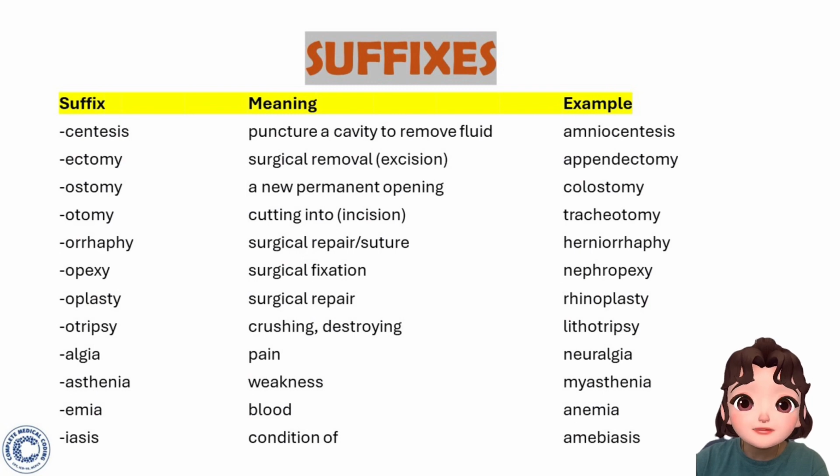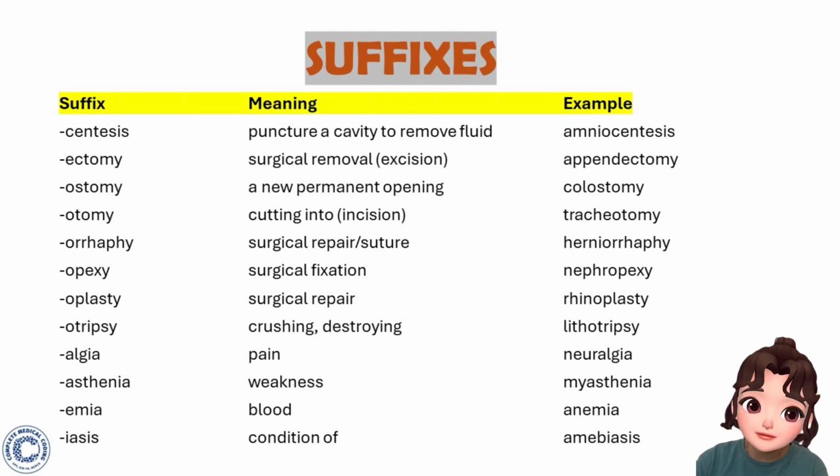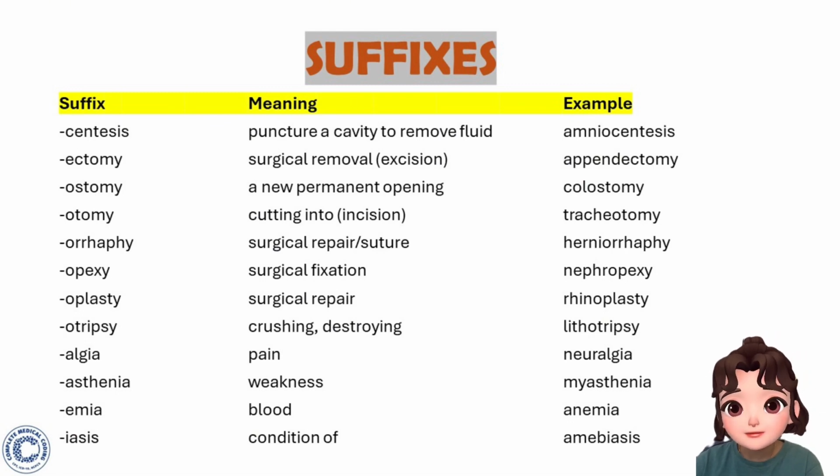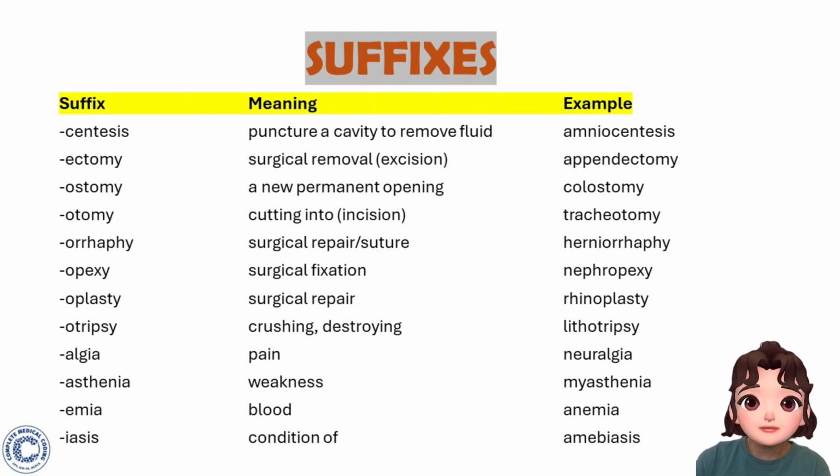Ectomy means surgical removal or excision. For example, appendectomy. Appendectomy means removal of the appendix. Cholecystectomy, removal of gallbladder. These are the examples. Okay. Ostomy. Ostomy means opening, a new permanent opening. Wherever you see ostomy, see colostomy, it means opening in the colon or opening in whichever part. Okay. Ostomy.